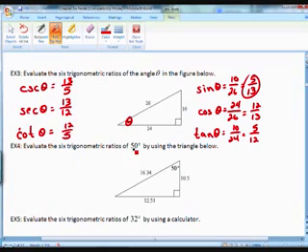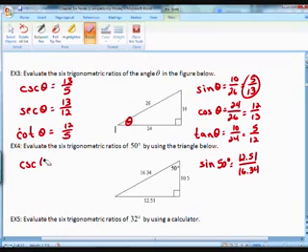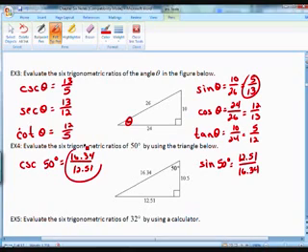Evaluate the 6 trig functions of 50 degrees by using the triangle below. The sine of 50 degrees, opposite over hypotenuse, 12.51 over 16.34. So therefore the cosecant of 50 degrees would equal 16.34 over 12.51. And you could actually divide that out. I'm not going to go through all those.